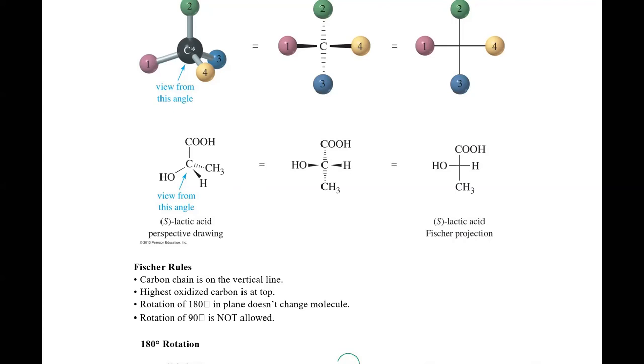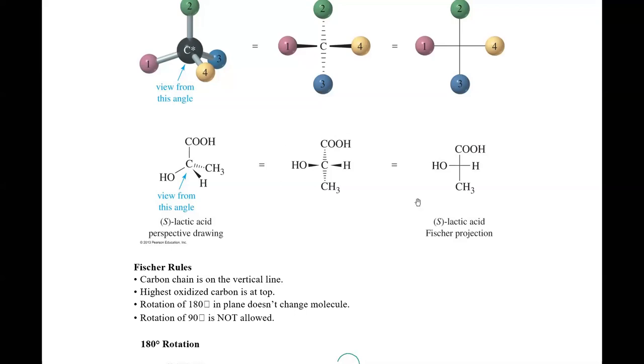Then, get me clear here. The carbon chain, this carbon, you have to represent it on the vertical line. So here there is carbon, where there is a cross, here there is carbon. Then what were you seeing?